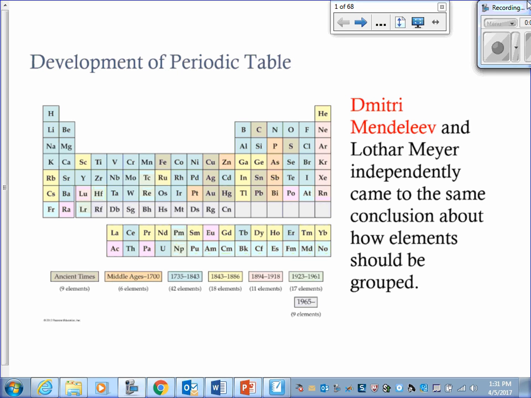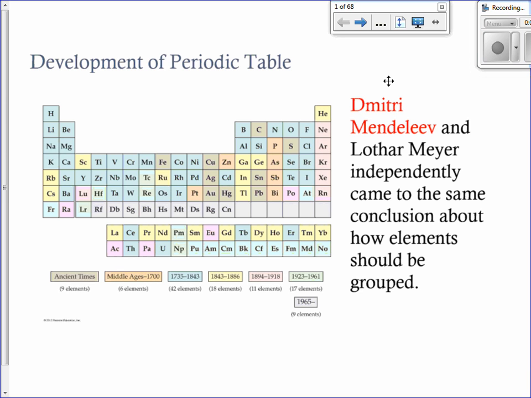Mendeleev was given credit for the very first periodic table. However, quick little note, yes, Meyer was also coming to the same conclusion, but didn't publish in time, didn't get his stuff out, so he didn't get the credit, of course. But it is acknowledged that he also came to some of these same conclusions as Mendeleev did as well.